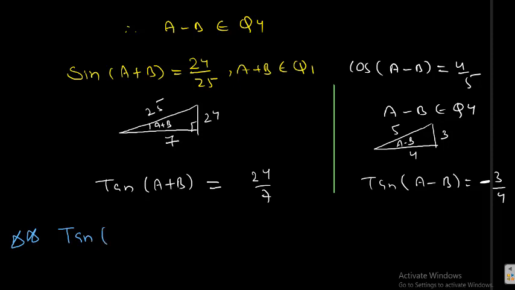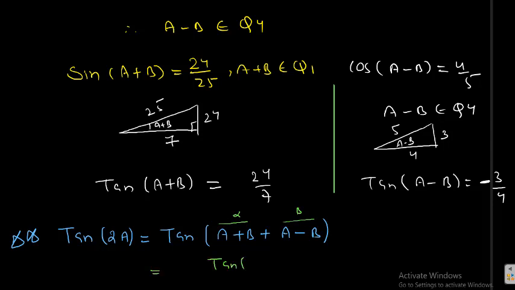Tan of 2a. I want to write 2a in terms of a plus b and a minus b logically. Observe students, a plus b plus a minus b I can write. The b's get cancelled, get 2a only, no? Now I just want to feel that this is alpha and this is beta. Tan of alpha plus beta, what is that? Tan alpha, alpha means a plus b, no?